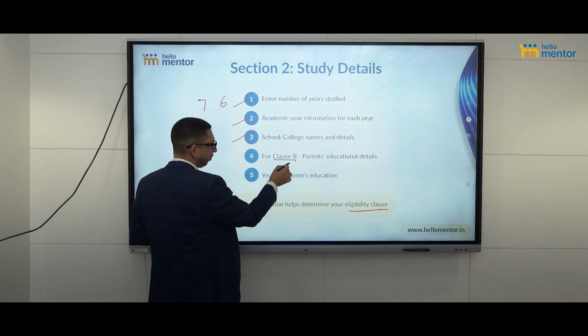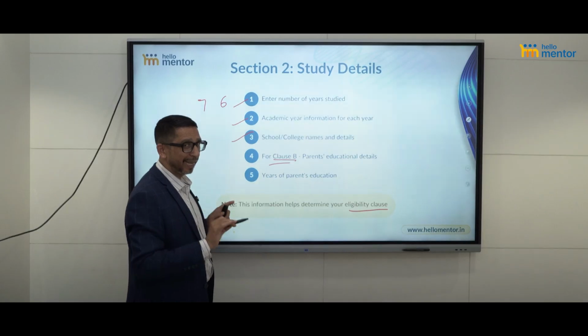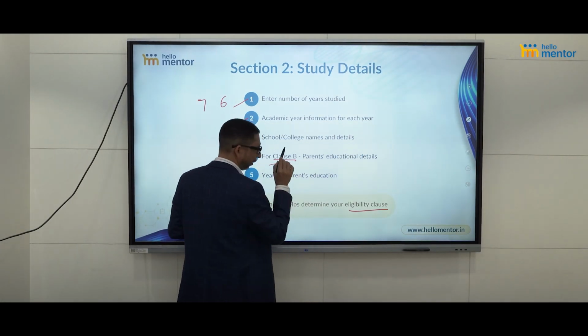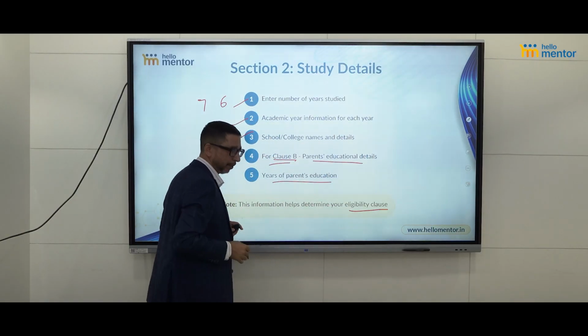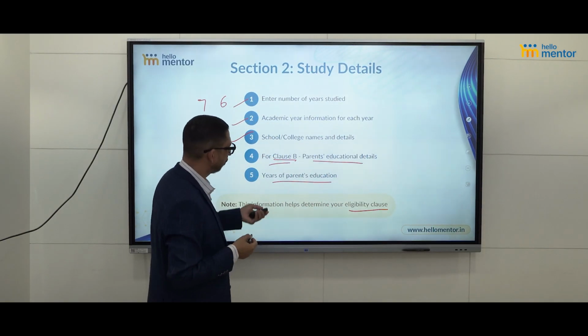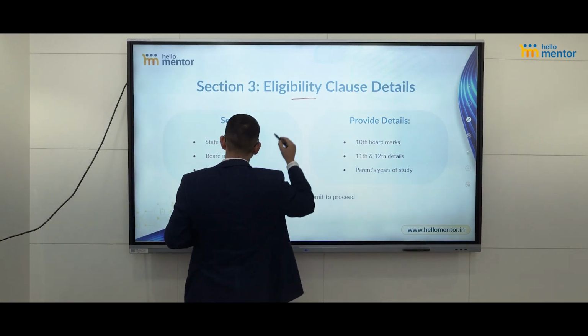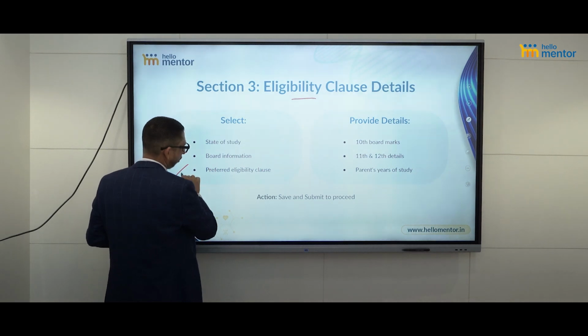For clause B, you remember, no? Parents studied for 7 years minimum. Student did 11th and 12th from Karnataka. In that case, if you are going to be in clause B, parents' educational details and years of parents' education have to be mentioned. Later on, they may ask you for the documents to certify that. Eligibility clause details: state of study, board exam, board information, preferred eligibility clause.